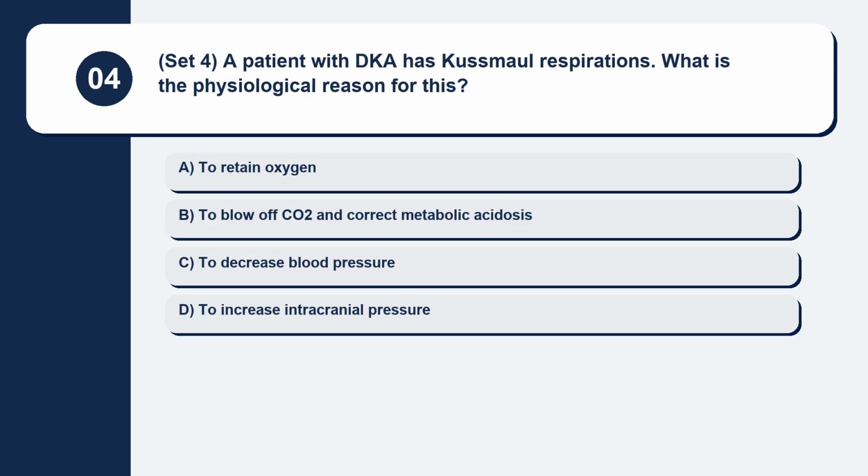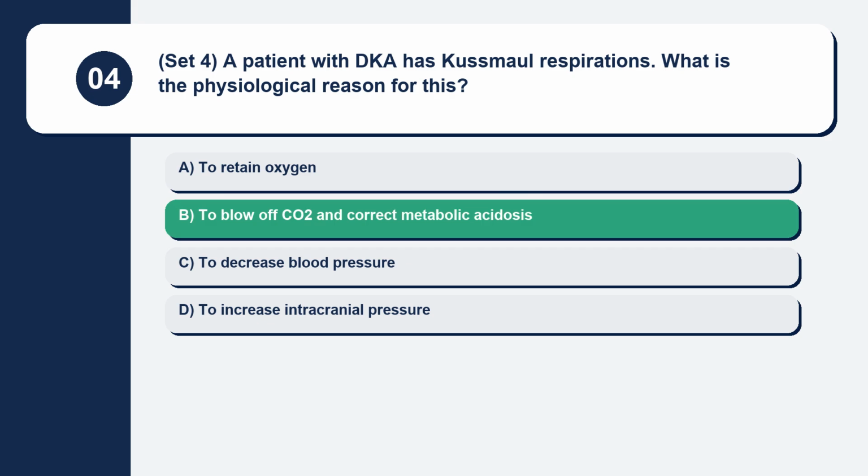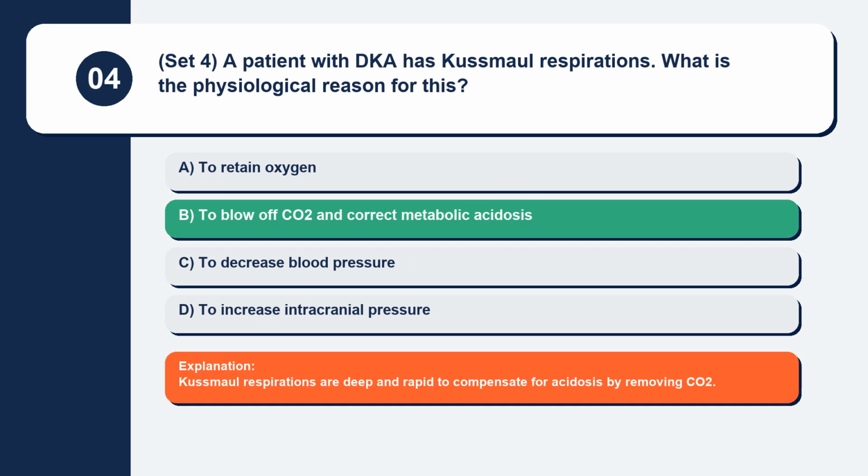Question 4. Set 4. A patient with DKA has Kussmaul respirations. What is the physiological reason for this? To retain oxygen, to blow off CO2 and correct metabolic acidosis, to decrease blood pressure, to increase intracranial pressure. Kussmaul respirations are deep and rapid to compensate for acidosis by removing CO2.